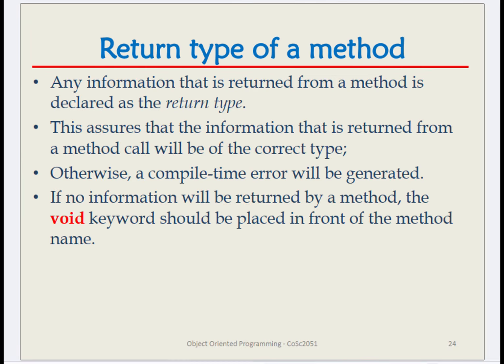Return type of a method. Any information that is returned from a method is declared as the return type. This assures that the information that is returned from a method call will be of the correct type, otherwise, a compile time error will be generated. If no information will be returned by a method, the void keyword should be placed in front of the method name.